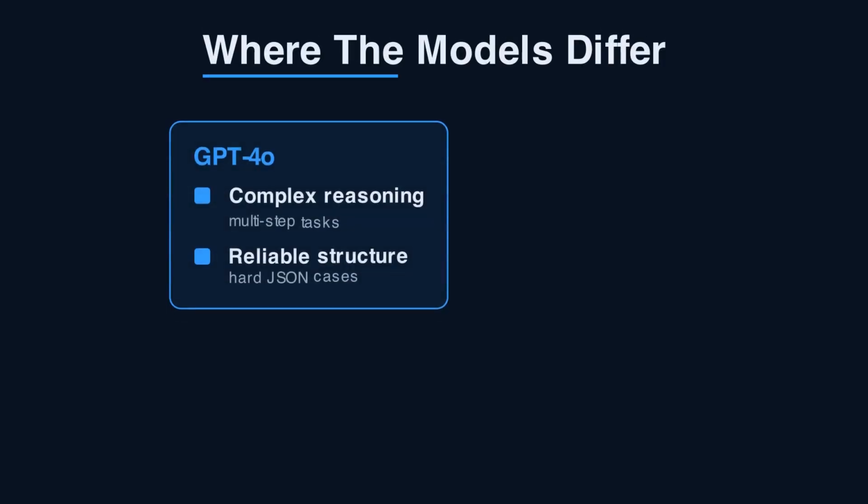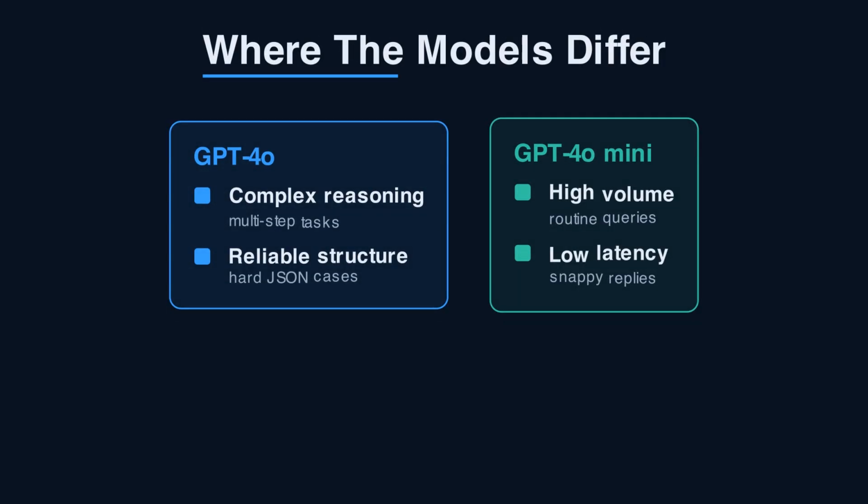So what actually separates these two models? Both are multimodal and both currently share a roughly 128,000 token context window. The difference is capability versus cost. GPT-4o gives you stronger reasoning, better instruction following on complex tasks, and more reliable structured output. GPT-4o mini trades some of that reasoning depth for dramatically lower price and lower latency. As a rule of thumb, mini handles the bulk of routine work while 4o earns its keep on the hard tail. Always confirm context limits and modality support in the current Azure docs, because these specs change.